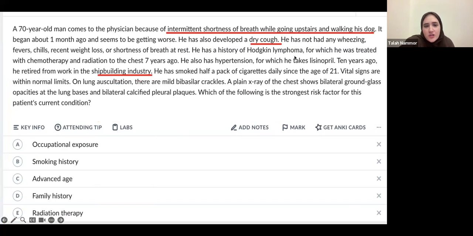He has a history of Hodgkin lymphoma, for which he took radiation. He has treated hypertension. 10 years ago, he used to work in a shipbuilding industry. He has smoked half a pack of cigarettes daily since the age of 21. On auscultation, there are mild basilar crackles. A plain X-ray of the chest shows bilateral ground glass opacities of the lung bases and bilateral calcified pleural plaques.